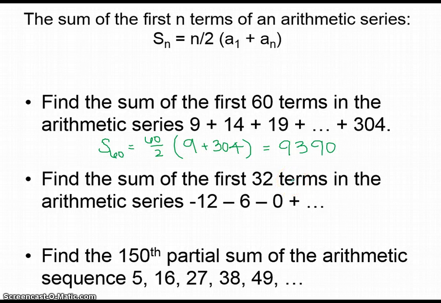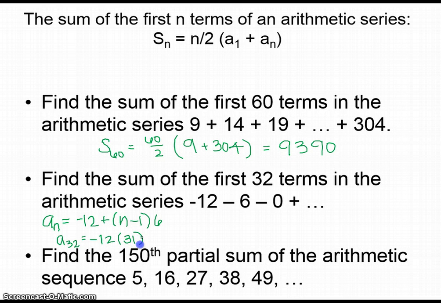Find the sum of the first 32 terms in this arithmetic sequence. Okay, so this time they don't give me the 32nd term, so I need to find that. So I'm going to start by writing my formula. My first term is negative 12 plus n minus 1 times, and I've got to look at my common difference, which each time they are adding 6, so times 6. There's my explicit formula.